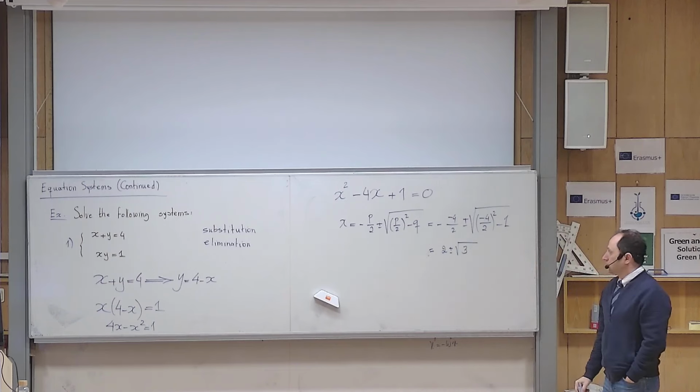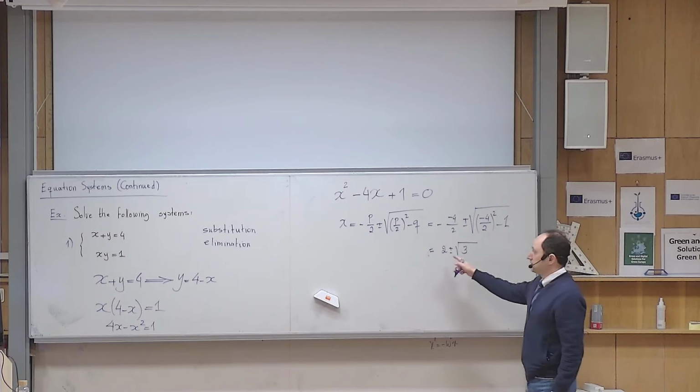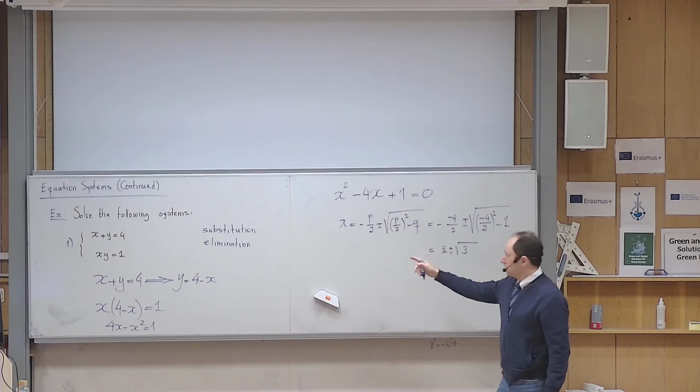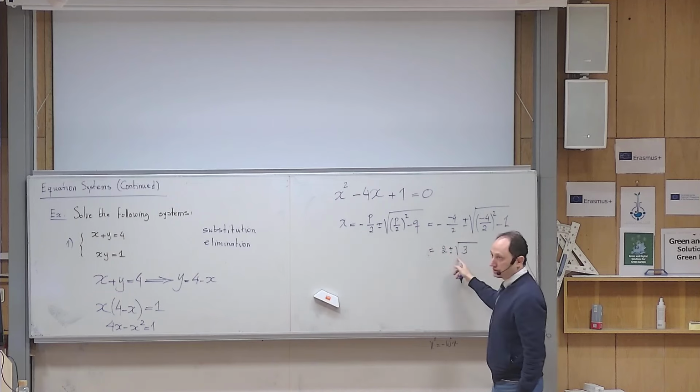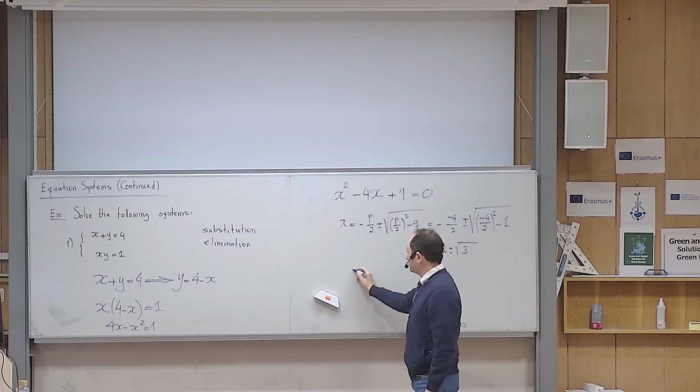Yes? So how many answers did I get for x? 2. Don't say that one of them is x, one of them is y, because x is equal to this. So it means that I have two scenarios to consider. One scenario is that x is 2 plus the square root of 3. Another scenario is that x is equal to 2 minus the square root of 3.